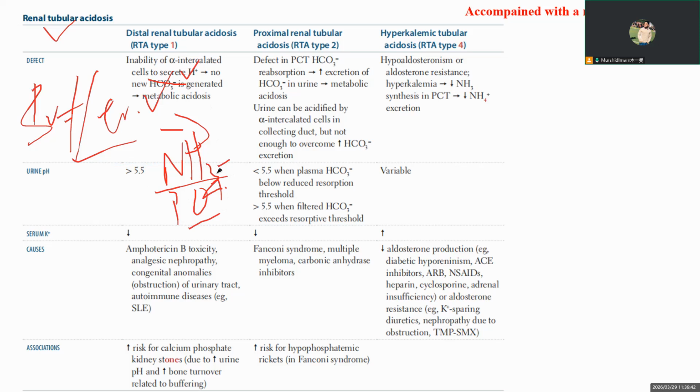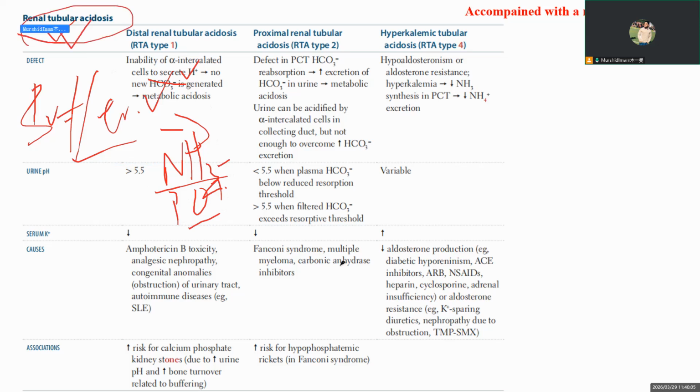And if there is a defect in either of these processes, for example, in the bicarbonate reabsorption or the hydrogen ion excretion, the result is a normal anion gap metabolic acidosis, which we have also discussed, and this is also known as hyperchloremic metabolic acidosis. So that is one of the hallmarks of all renal tubular acidosis.